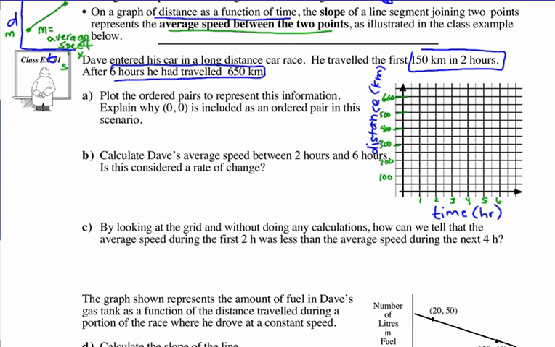Now it wants us to plot these points, plus 0, 0, and also explain why 0, 0 is a point. So I'm going to plot 0, 0 start, and we'll explain after. We also have 2 and 150, as well as 6 and 650. So we need to get up to 650, right up there.